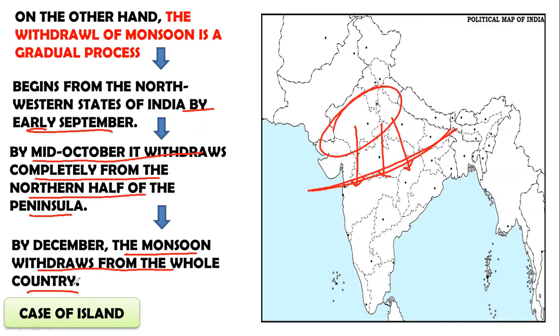Now, in the case of islands, when the monsoon winds are coming, it causes rainfall in both the island groups. When the monsoon winds are retreating, it causes rainfall again in the island groups. So the islands receive rainfall from incoming monsoon winds as well as from retreating monsoon winds. So this was the entire process of onset of monsoon and retreating monsoon.